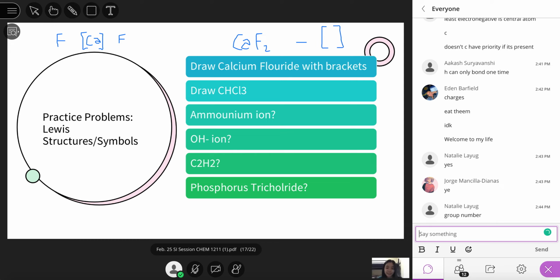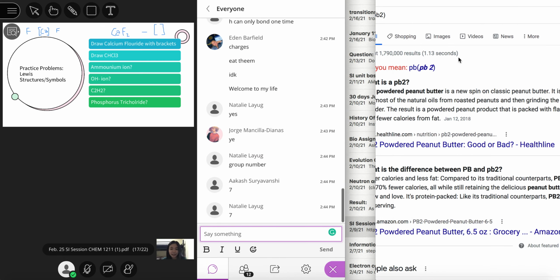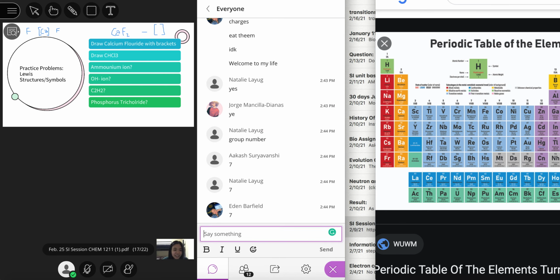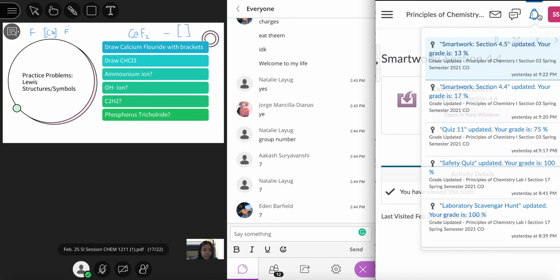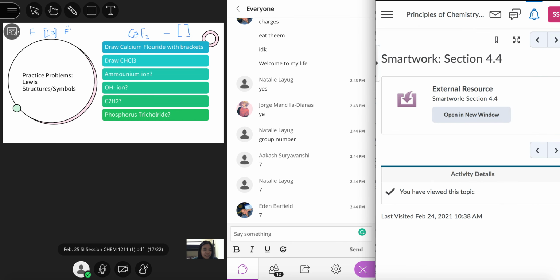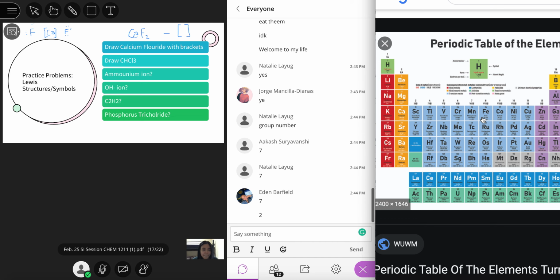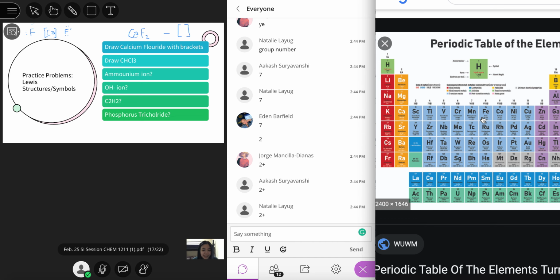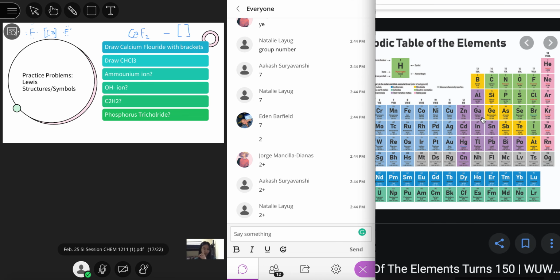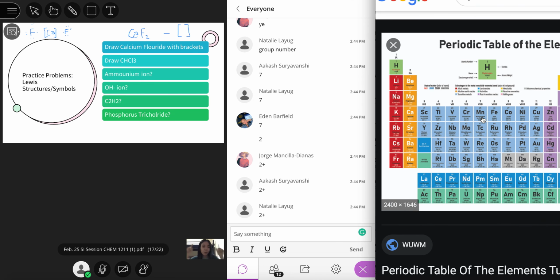So, F has how many? F has 7, exactly, 7. So you have 7 on the sides, right? So what do you do with Ca? What do we know about Ca? What's the charge on Ca? Just wondering. 2, right? Exactly, it's plus 2. So fluorine has 7, right? So it's itching to get 1 more. It needs 1 more, right? So it's highly reactive and it wants that 1 more.